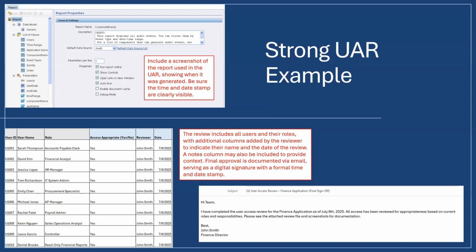So you may have IT review some IT users, but you shouldn't expect IT to review finance and accounting people because they just don't know the responsibilities on the ground for their roles, right? Does that make sense? Yeah, okay.